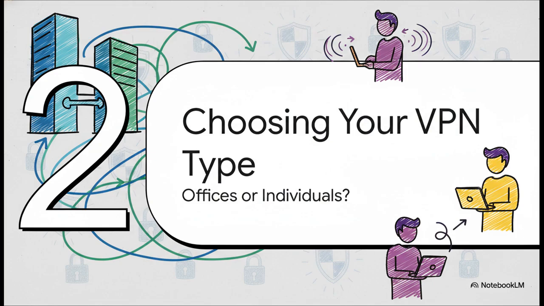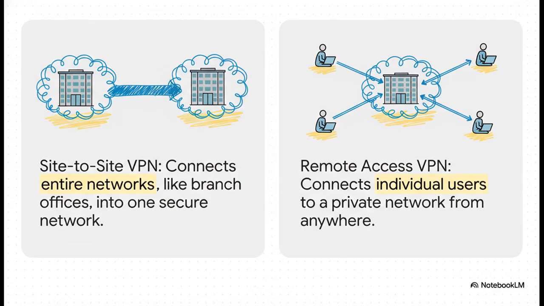Okay, so you've decided you need a VPN. Great! The very first question you have to answer is, what or who are you trying to connect? Is it entire office buildings or is it individual people? This choice right here is what determines your VPN type. And this brings us to the two main flavors of IPsec VPNs. First up, you've got the site-to-site VPN. Think of this as connecting your entire New York office network to your entire London office network. It's always on, and it makes these two separate locations act as one.